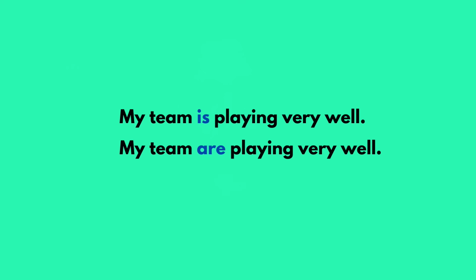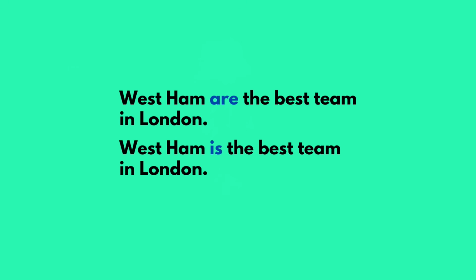And there are many other examples of collective nouns which can agree with plural verbs or singular verbs depending on the use and depending on whether you're using British English or American English. For example, team, that's a very common one. So we could say my team is playing very well, or my team are playing very well. Or for example, West Ham are the best team in London, or West Ham is the best team in London. So I would say, because I'm British, I would say West Ham are the best team in London. But an American would probably say West Ham is the best team in London, or perhaps West Ham is not the best team in London, but that's a different conversation.